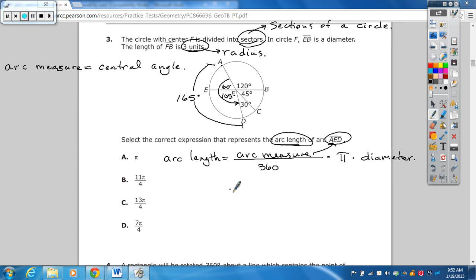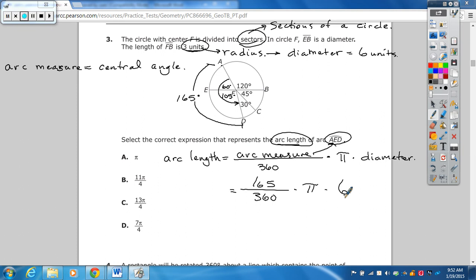Now I'm going to go ahead and put that in down there, 165 over 360 times pi, and don't you dare put 3 as the diameter, okay? Again, I'm going back to what I'm reading in the problem, radius. So as a result, my diameter is going to equal 6 units. So I plug in 6 down here.